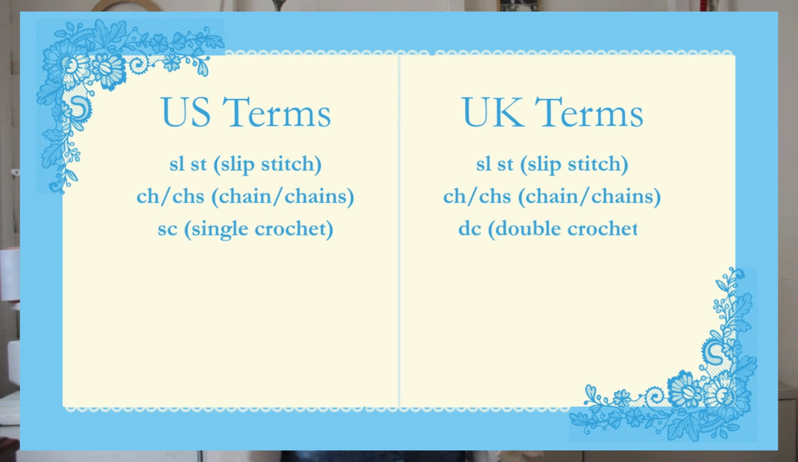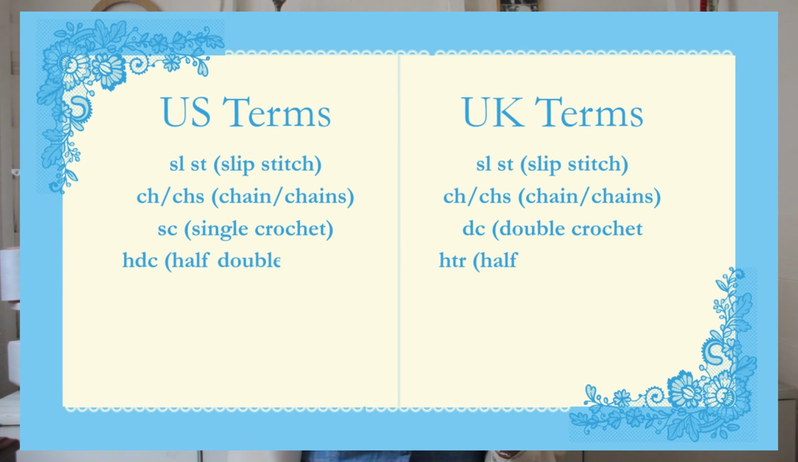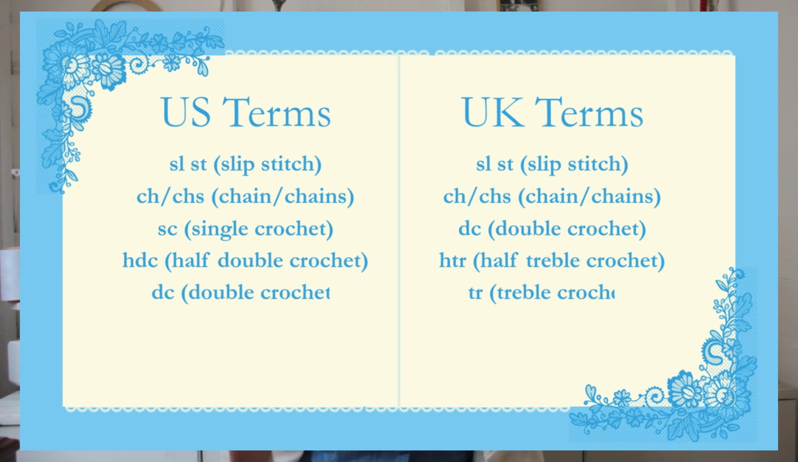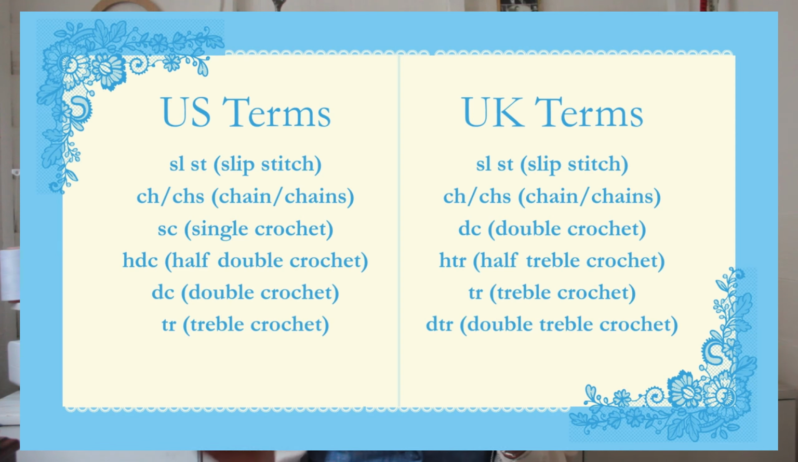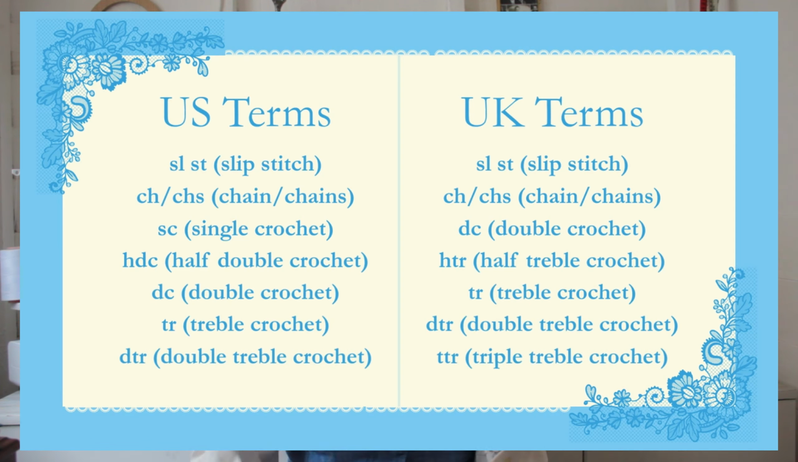The real difference starts with the single crochet, as it's called in the US, or the double crochet as it's known in the UK. After that, we have the half double crochet in the US, or the half treble crochet in the UK. Next is the double crochet in the US, or the treble crochet in the UK. Then the treble crochet in the US and the double treble in the UK. And last but not least, we have the double treble in the US and the triple treble in the UK. So those are the differences.